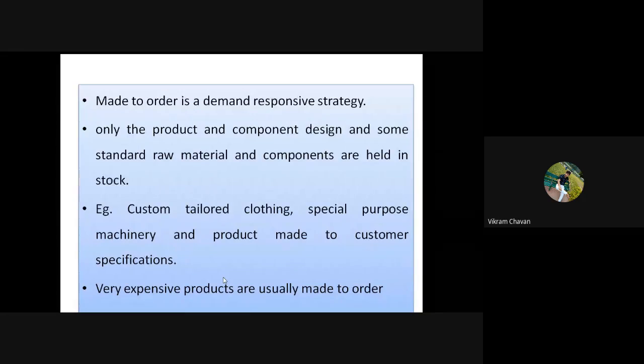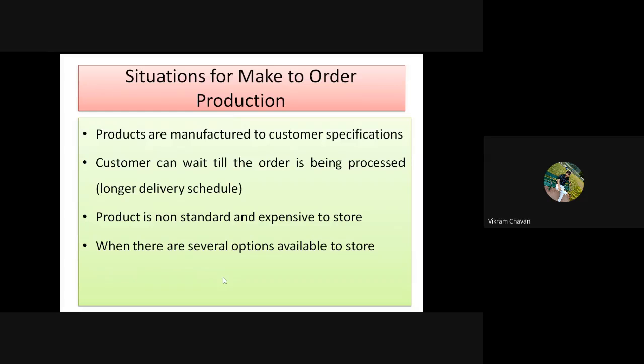So we can take the example here: custom tailored clothing, special purpose machines, and products made to customer specifications. These are very expensive products, and such very expensive products are make to order products. So what kind of situation will there be for make to order production? In that case, we should go for make to order production.